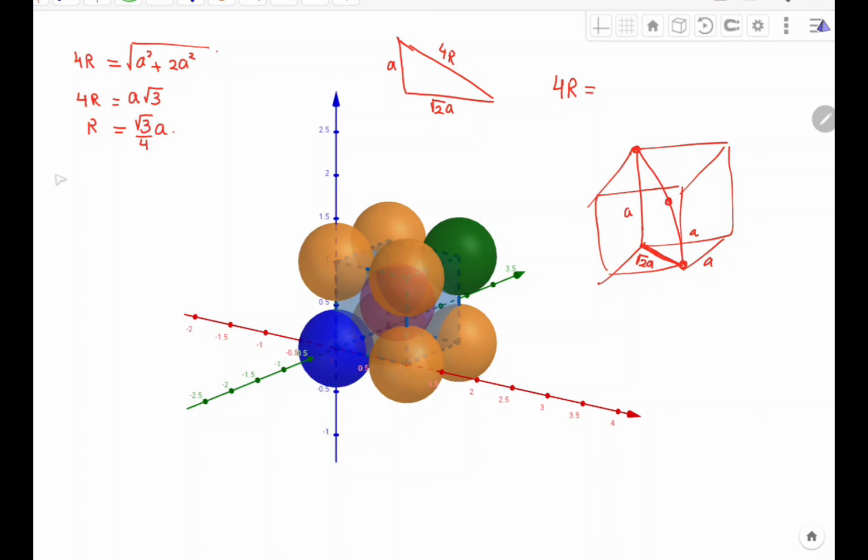Now the packing fraction is equal to, as we mentioned, 2 atoms times 4 over 3 pi R cube, in this case R is equal to square root of 3 over 4 A, cubed, divided by A cube, and the packing fraction for the BCC structure is equal to 0.680.